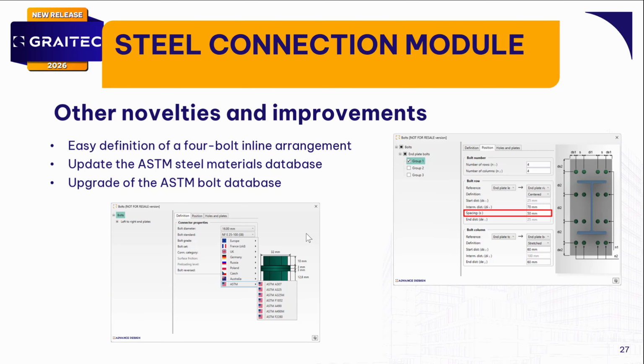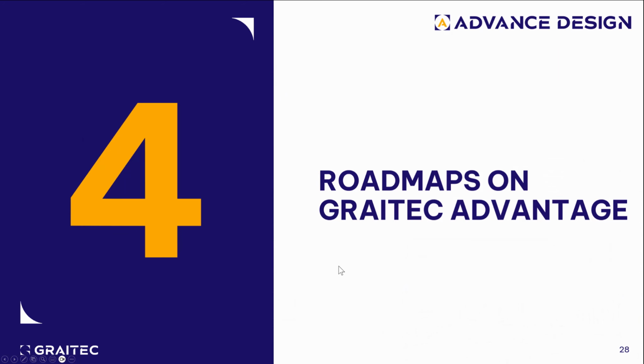Other improvements on this module are that you can now more easily define the bolts with rows, multiple bolts in the rows with the number of them and spacing. We also have updated all of the ASTM steel materials in design modules. As you see here, it's applied for bolt grades and also the steel material in Advanced Design. So that was pretty much the most important parts of our new features in Advanced Design.